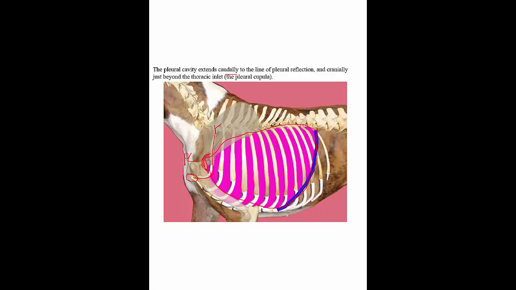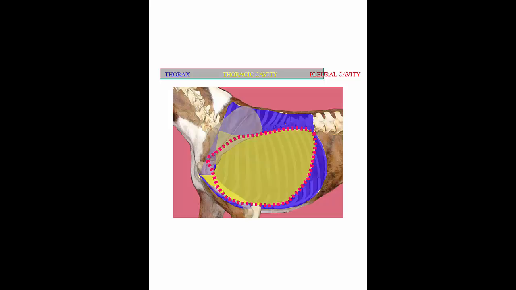Now, obviously, you're going to find a right and left on both sides. So again, here's an overview, and this is from the app. You can see blue is thorax, hashed line is pleural cavity, yellow is the thoracic cavity.